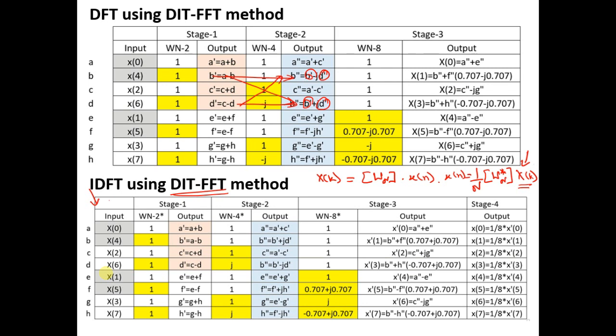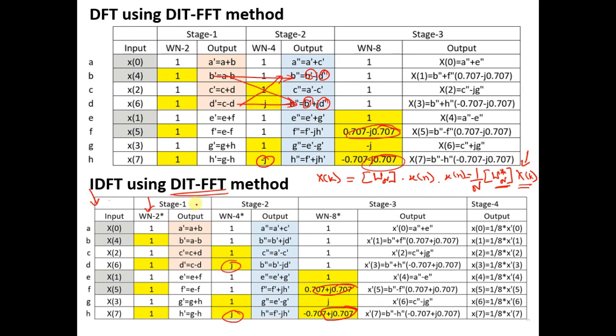Okay, so next what comes? Next we have the conjugate values, the twiddle factor conjugate values. In the first stage there would be no change. In the second stage, minus j has become j, and j has become minus j. Over here also minus j has become plus j. So we just put the conjugate values. The rest of the method remains the same.